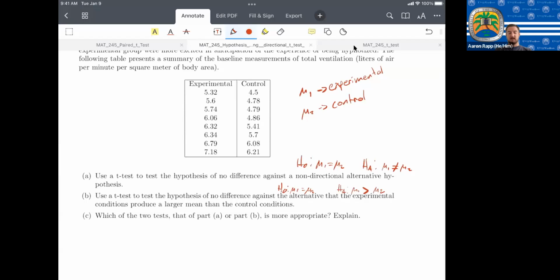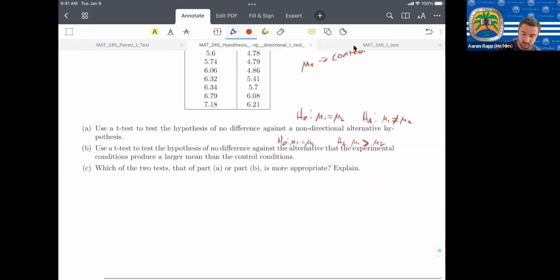And then part C, I'll ask you that question later. We're going to see which one we're going to ask and try to determine which one is more appropriate. Let's do it. So let's work with part A.